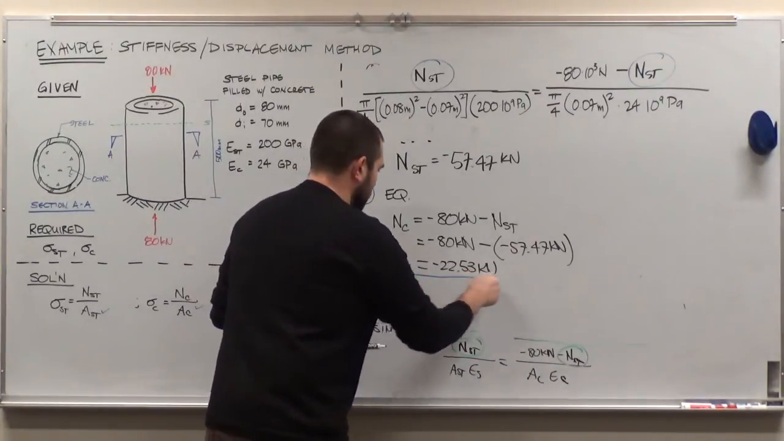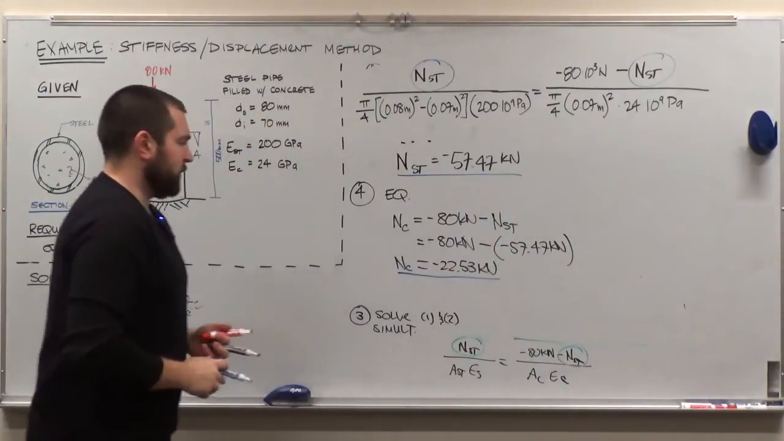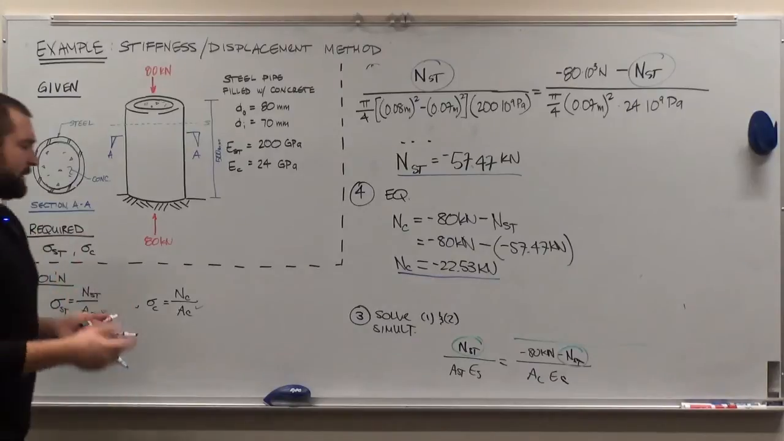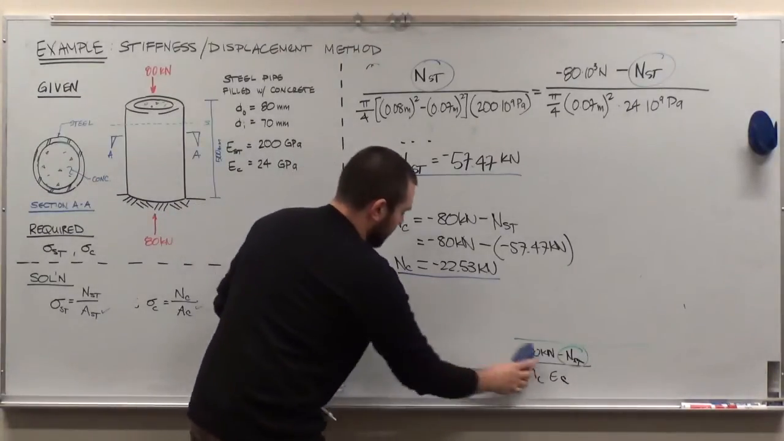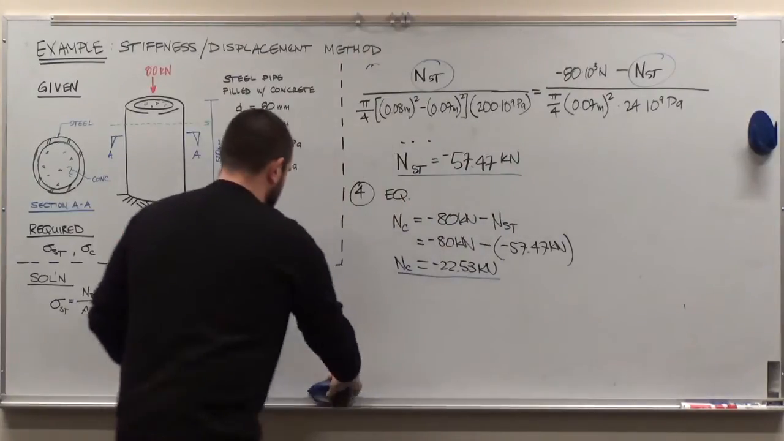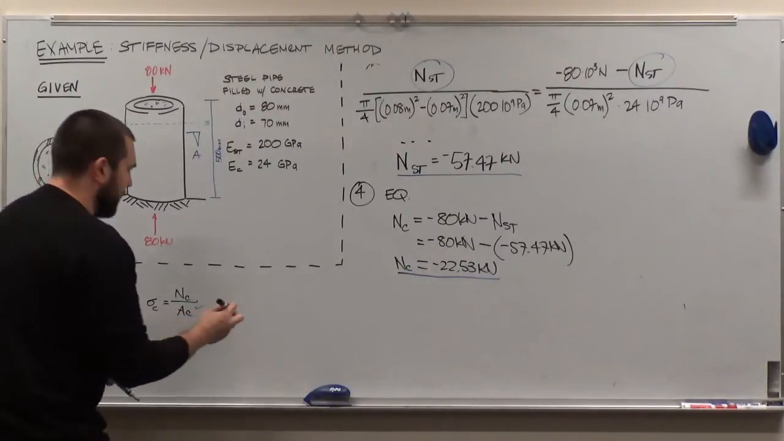Okay, so I have the internal normal force in the concrete. I have the internal normal force in the steel. That gets me most of the way to calculating the normal stress in each of those elements. So my last step, now that I've solved for the internal normal forces, is to simply solve for the internal normal stress, which is the very first equation that we looked at right here. So we'll just say that's step number 5.